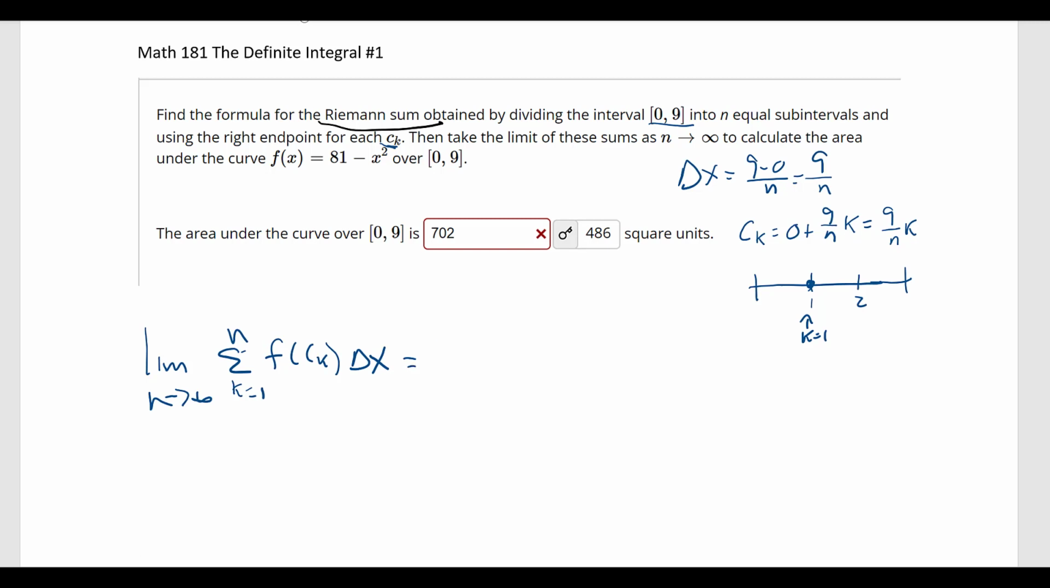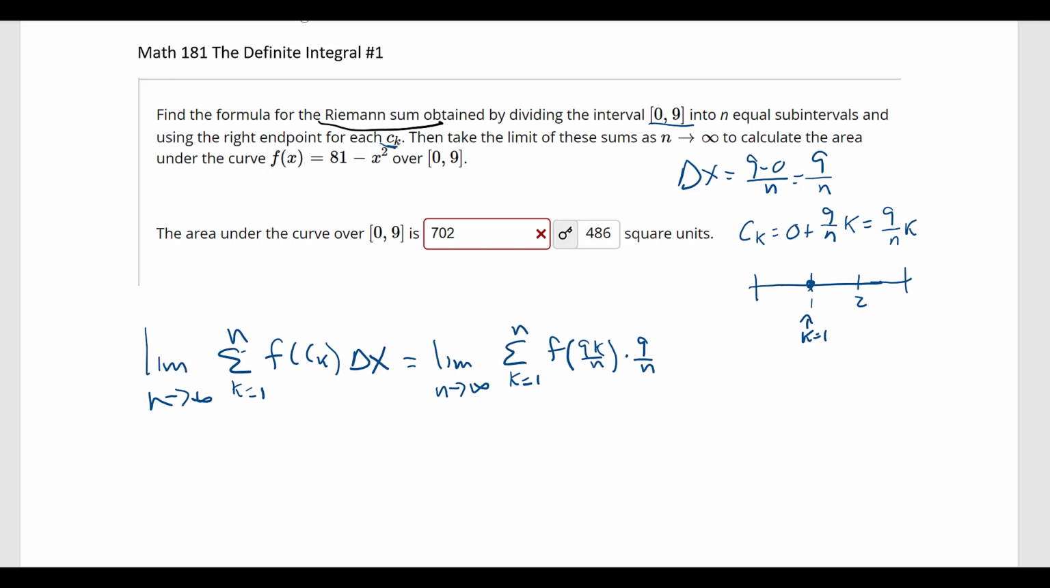So that's going to give us the limit as n goes to infinity of the sum as k goes from 1 to n of f of, that was 9k over n basically. That's our c sub k, and then our delta x is 9 over n.